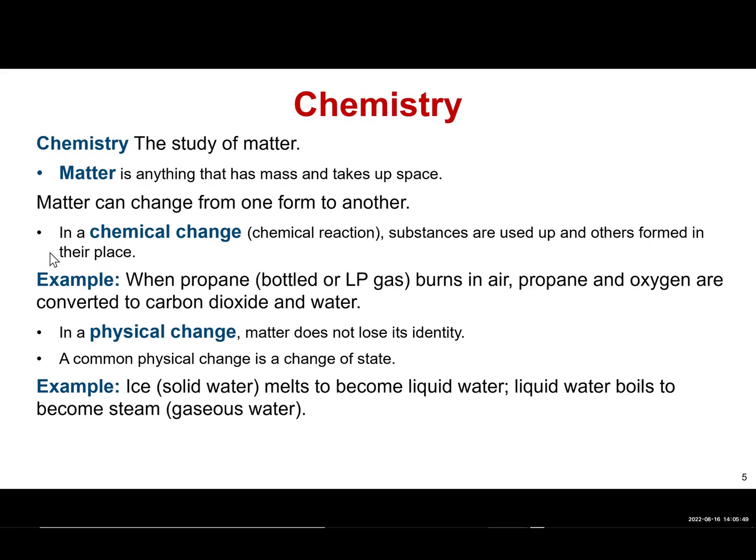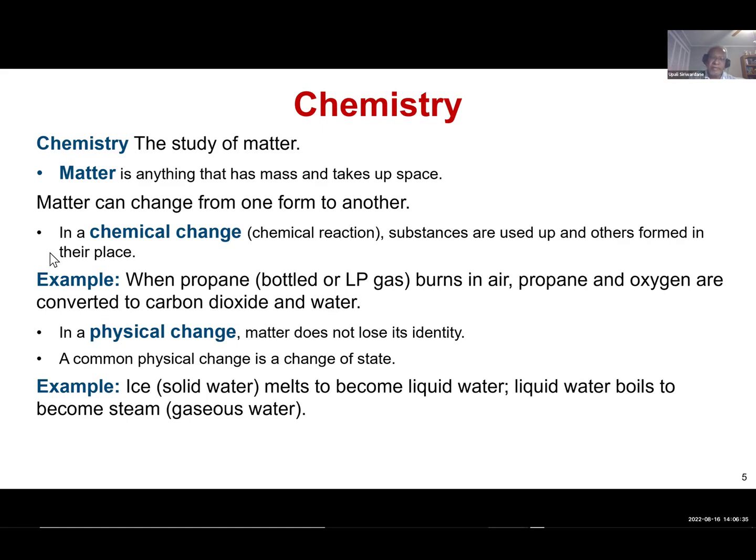No, sir. Okay, when matter undergoes a chemical change, the substance of the matter changes. For example, burning propane with oxygen, combustion, produces carbon dioxide and water. The carbon dioxide and water are two different substances. Chemical change is a change in substances from reactive material to the products. They are totally different.